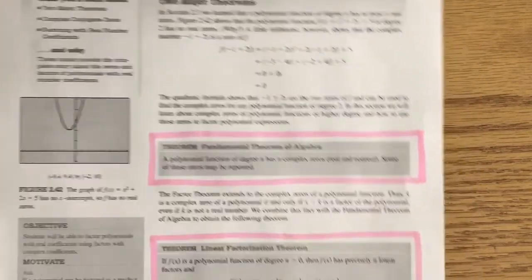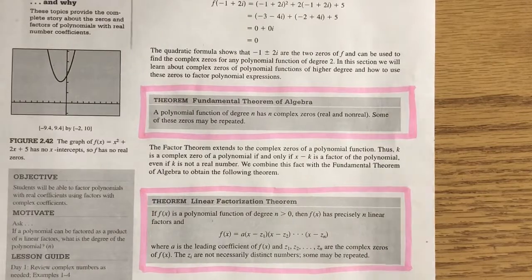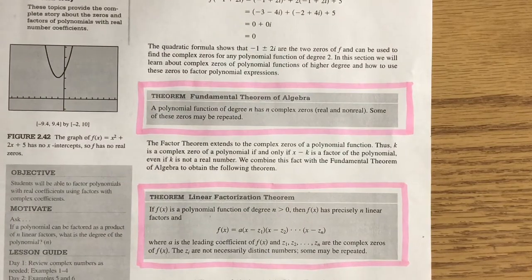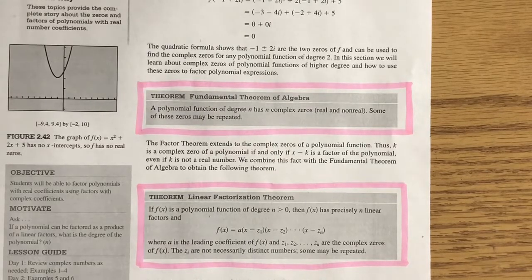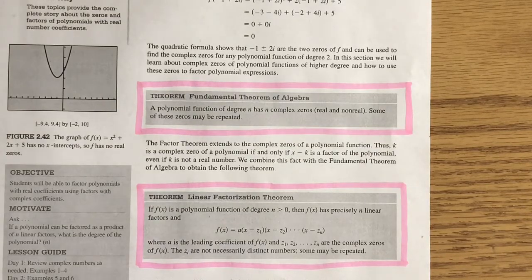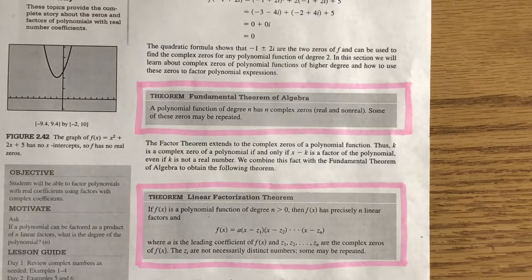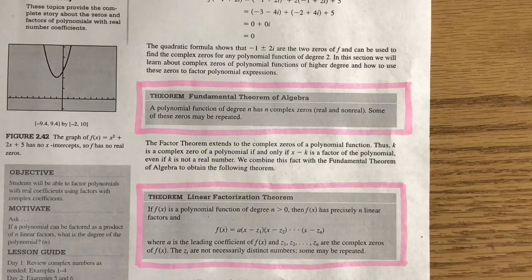The first theorem that we're looking at is the fundamental theorem of algebra. A polynomial of degree n has n complex zeros, real and non-real. Some of these zeros may be repeated. So in simpler terms, this is exactly what we've talked about earlier in the week. For example, if you have a fourth degree polynomial, that polynomial has 4 zeros or 4 roots.